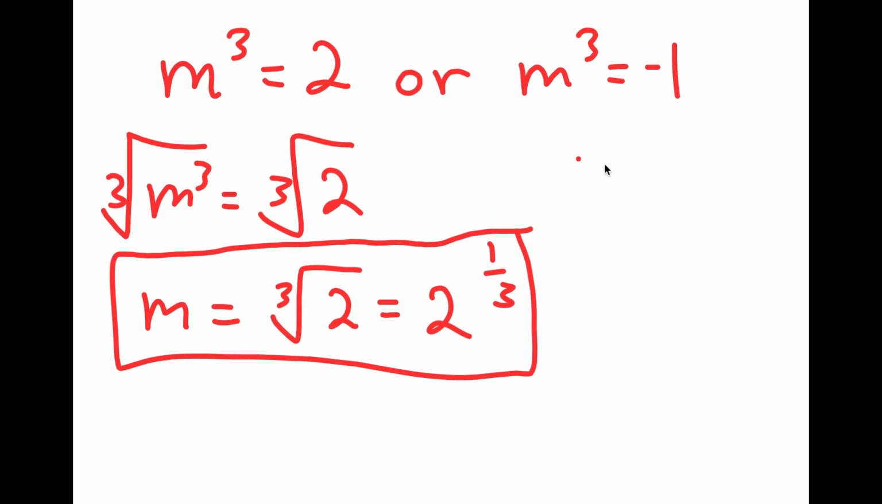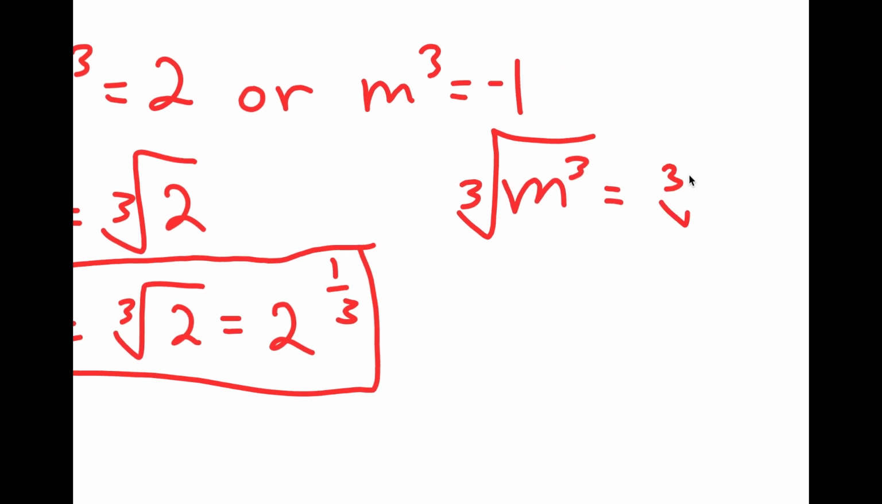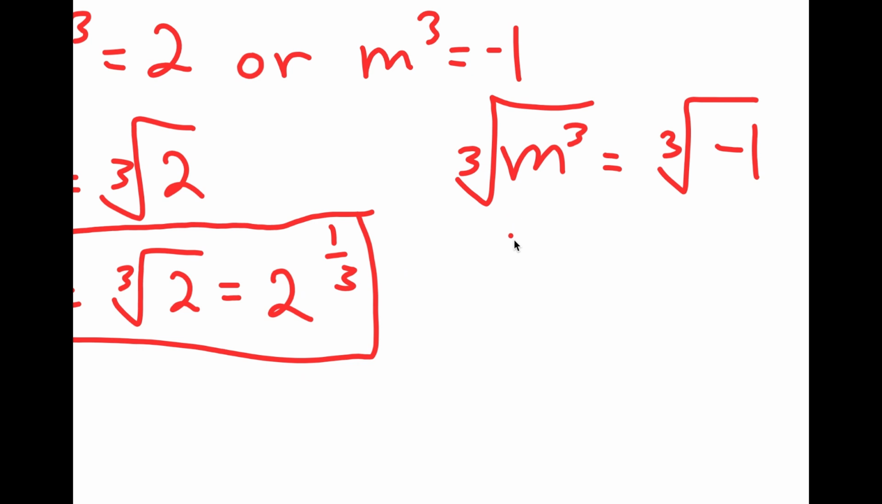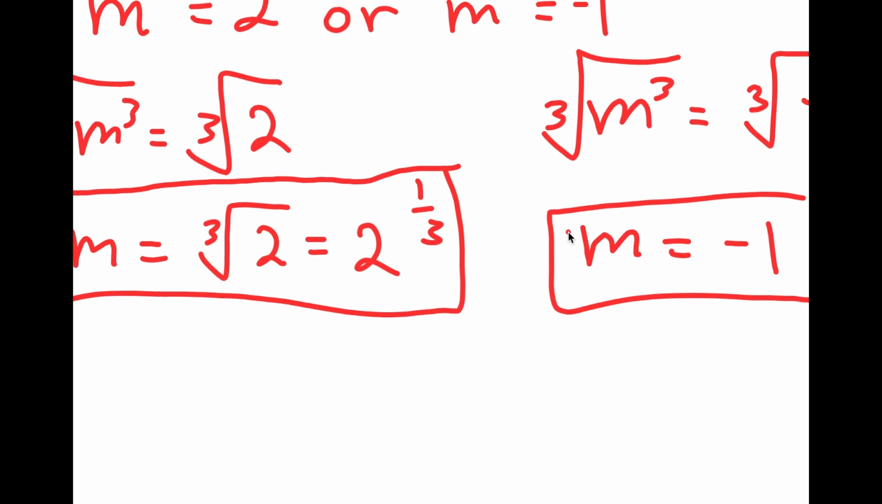And now for m to the power of 3 equals negative 1, I'm going to do the same thing. I'm going to take the cube root. So the cube root of m to the power of 3 is m, so I get m is equal to the cube root of negative 1, which is simply just negative 1. So these are my two solutions for m.